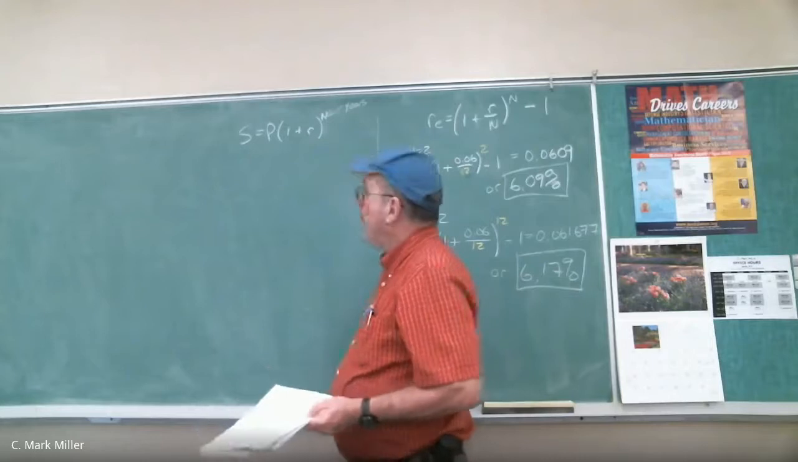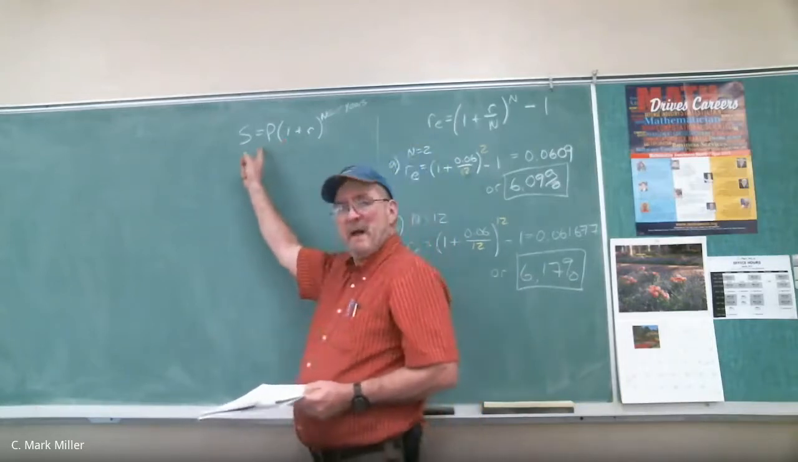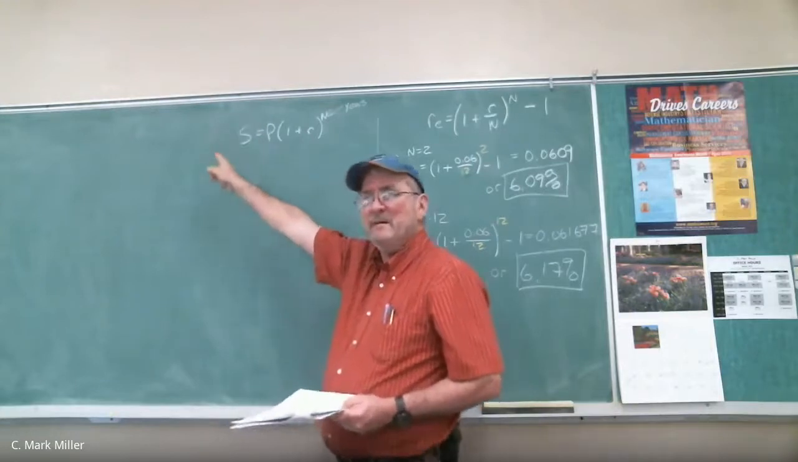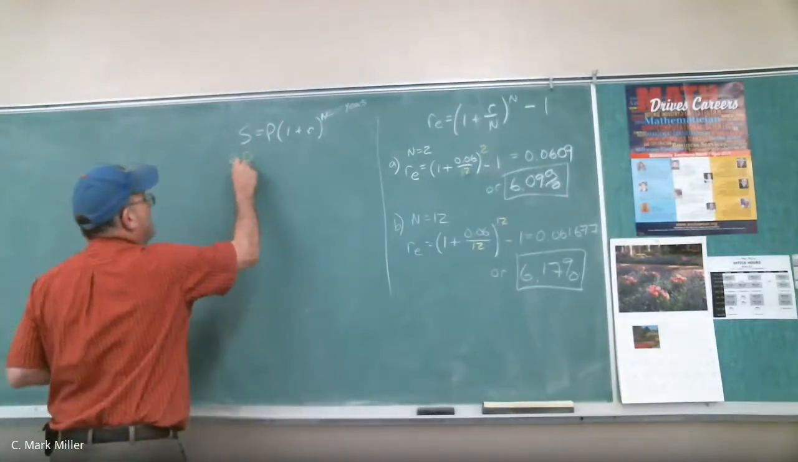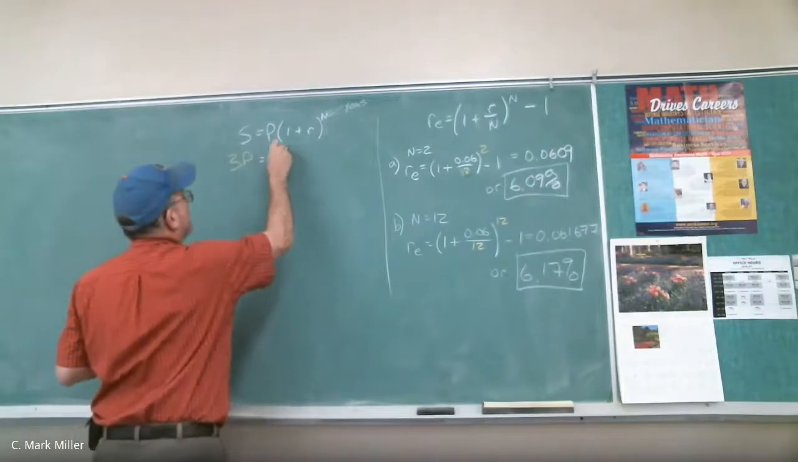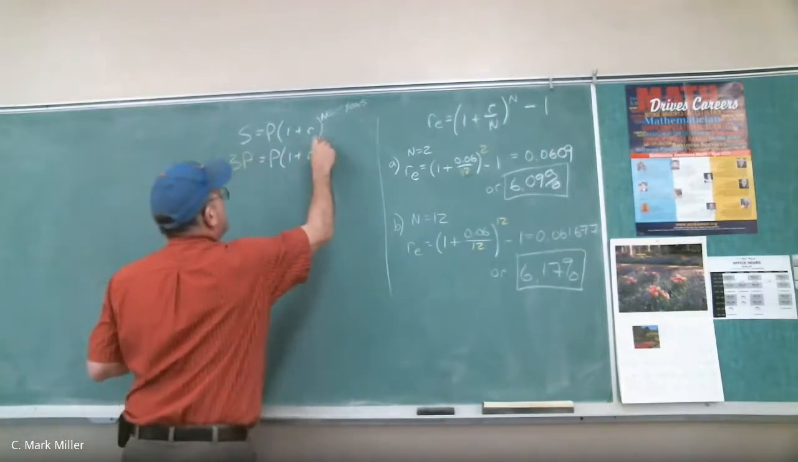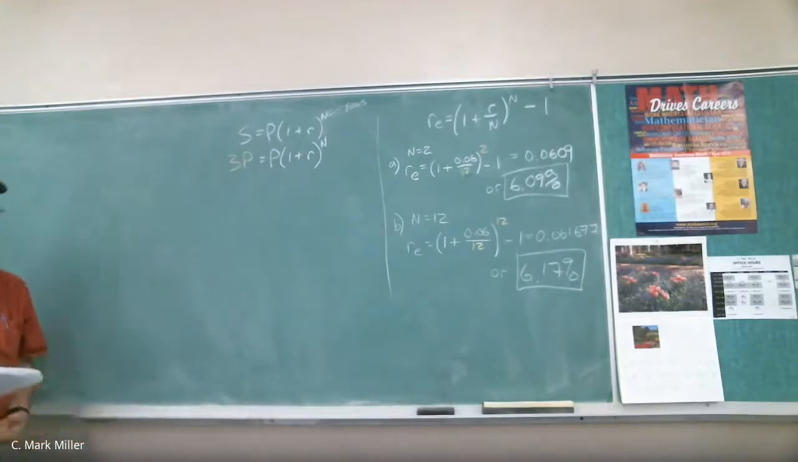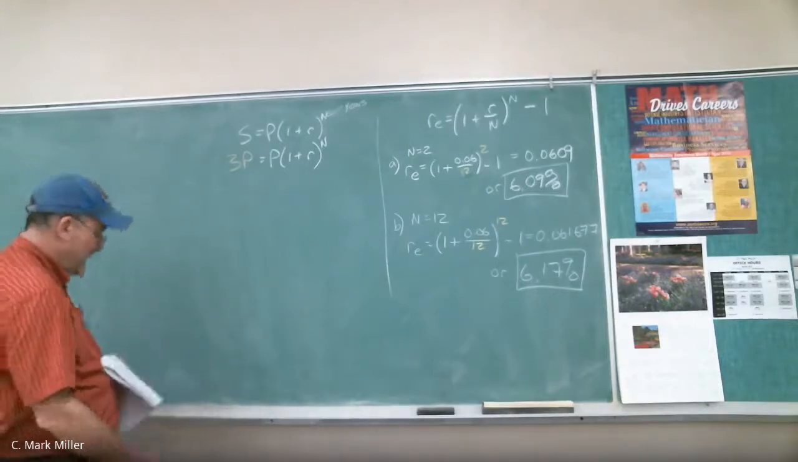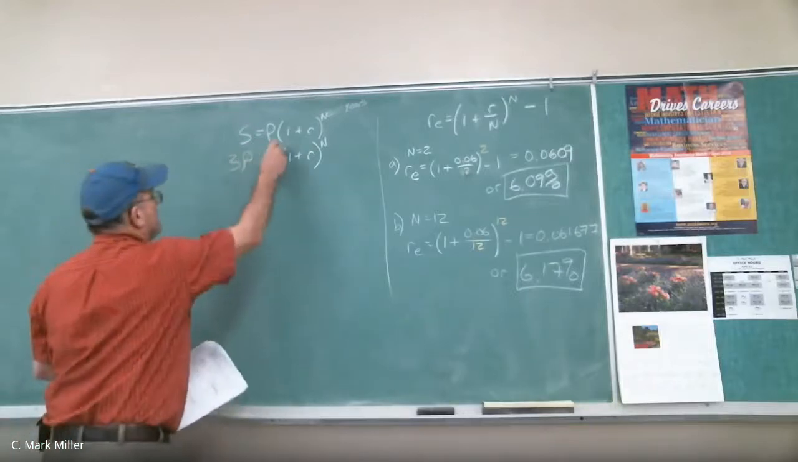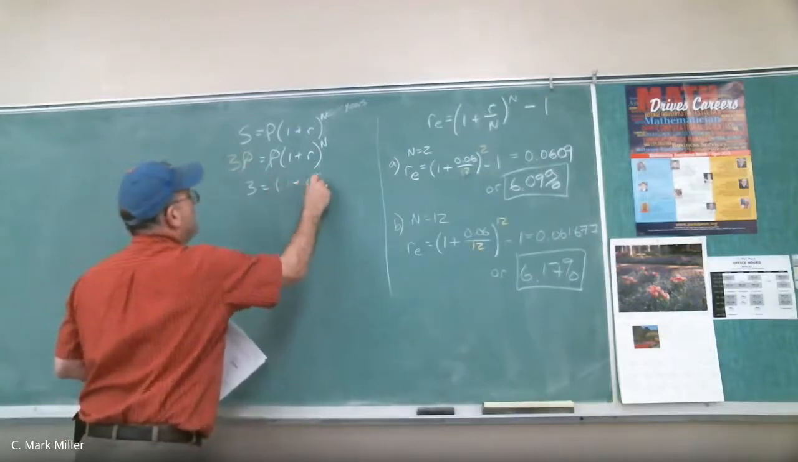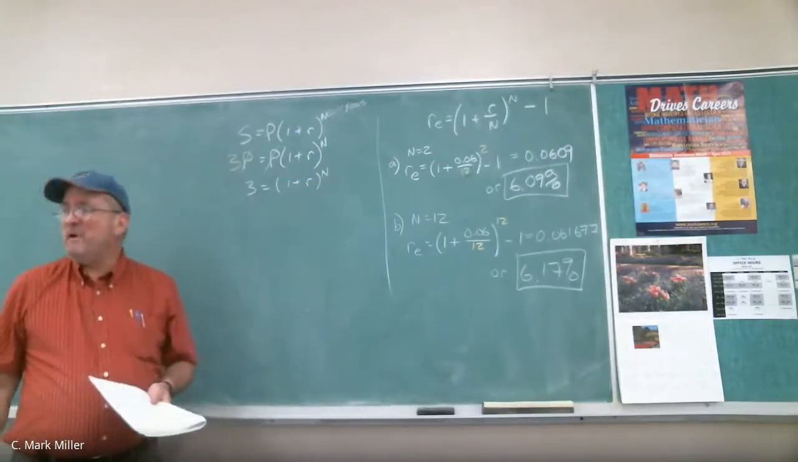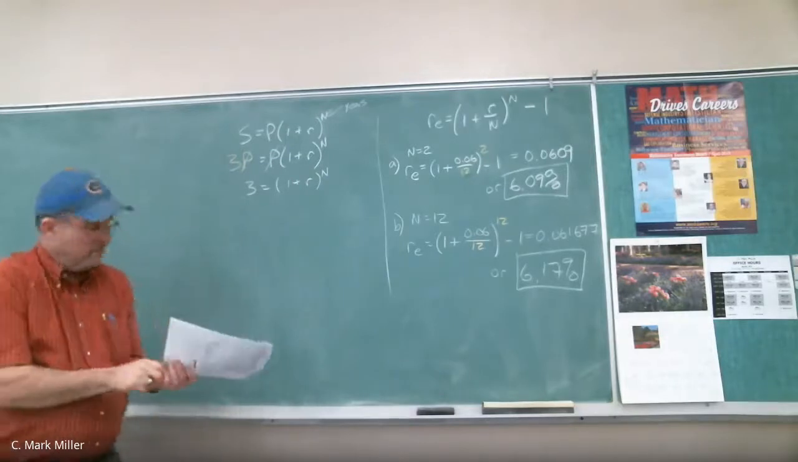Now, we want to know how long it will take for P, your present amount, to equal 3 times that. So we want to know how long it will take that to equal 3P. N, right? And that is going to be, well, let's see, we can cancel some P's. So you wind up with 3. Now, we need to solve for N, right?